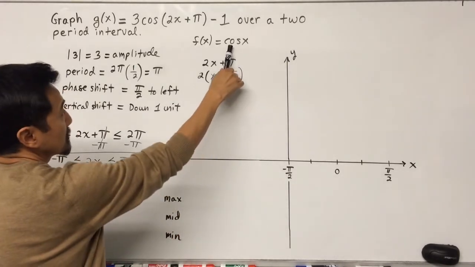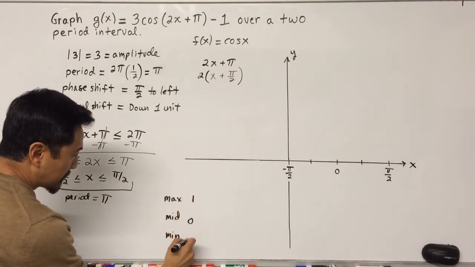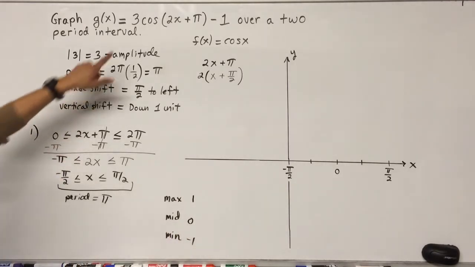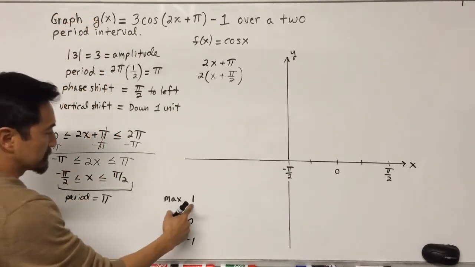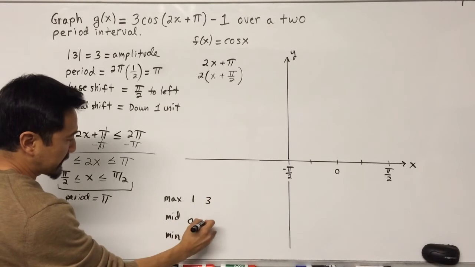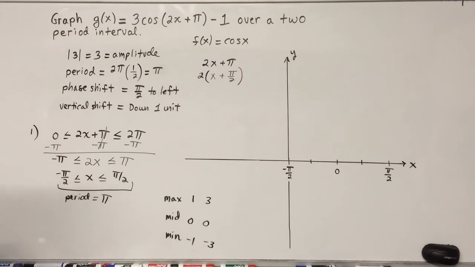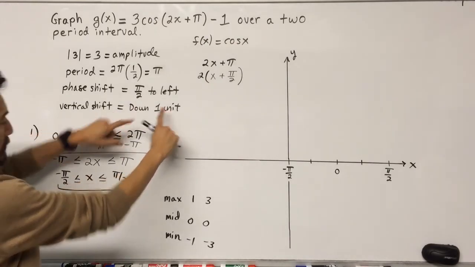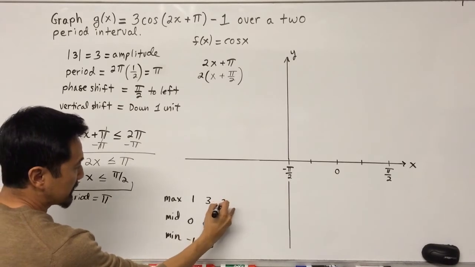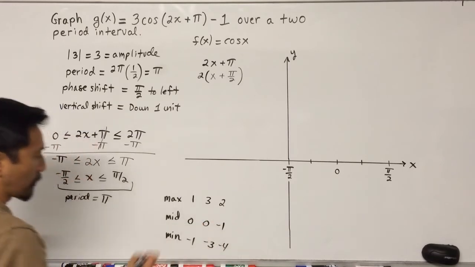Well, the parent function, the original cosine, has a maximum of 1, middle of 0, and a minimum of negative 1. But when we multiplied by 3, we had a vertical stretch, so now the maximum became 3, the middle stayed at 0, and the minimum became negative 3. But then we see that we had a vertical shift, and all of these points were moved down 1 unit. So now the maximum falls down to 2, the middle goes down to negative 1, and the minimum goes down to negative 4.